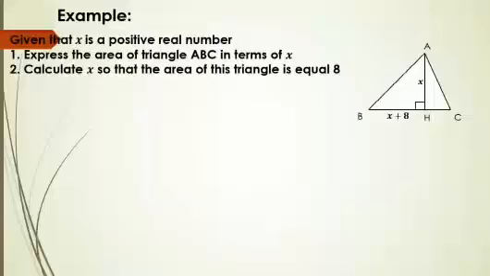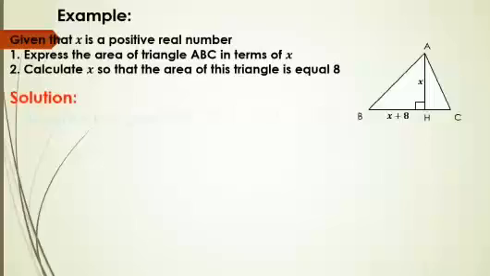Let's take this example. In this example, we have x is a positive real number, any positive number. We have a triangle ABC. The base BC is equal to x plus 8 and the height AH is equal to x. First, express the area of the triangle ABC in terms of x. And then we have to calculate x so that the area of this triangle is equal to 8.